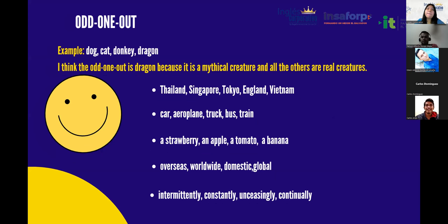Yes, overseas means en el extranjero. Worldwide means mundial. So which one is the odd one out from those four? What do you think? Maybe domestic? Domestic. I think that domestic is in a local area. Correct. And the others is far. Correct. Totally correct. Okay. And the last one, we have intermittently, constantly, unceasingly, and continually.